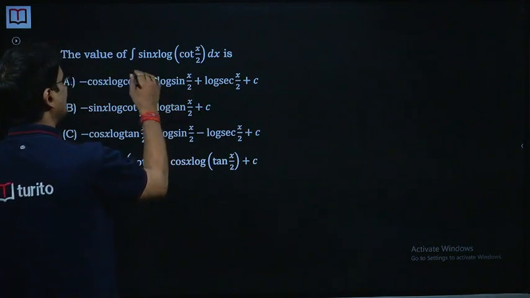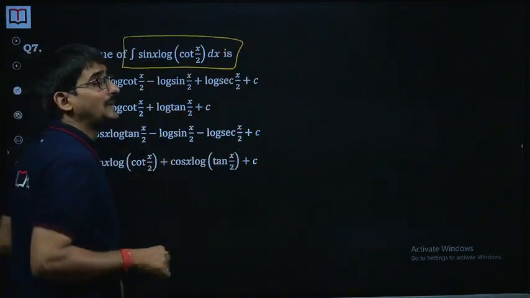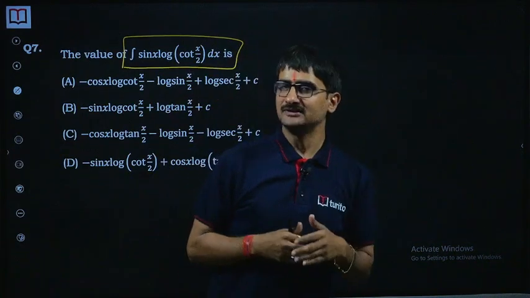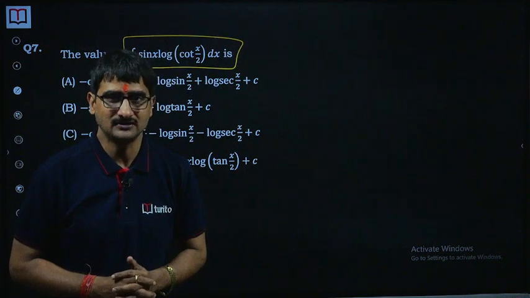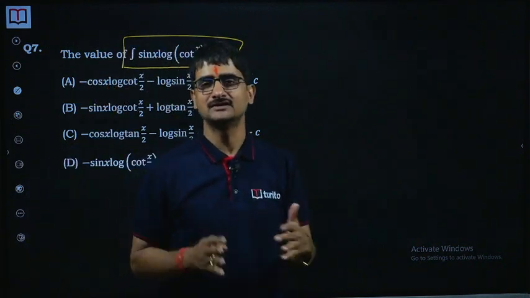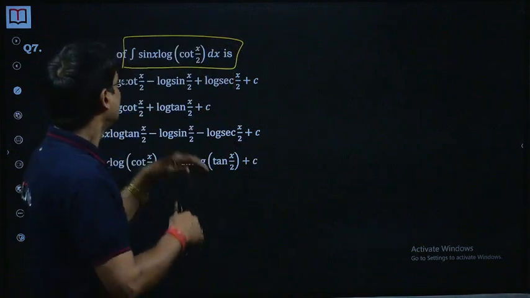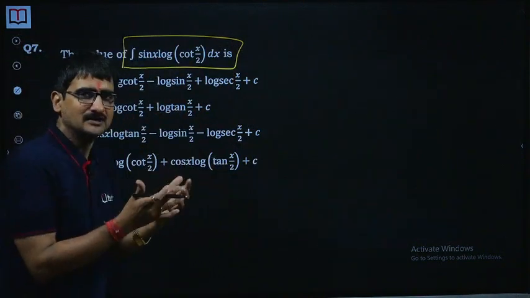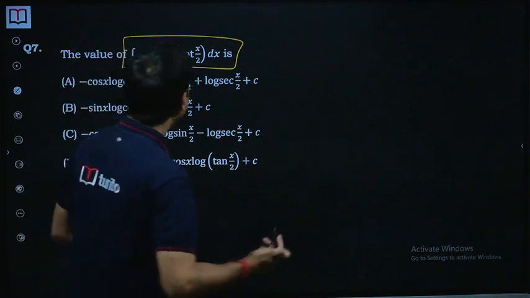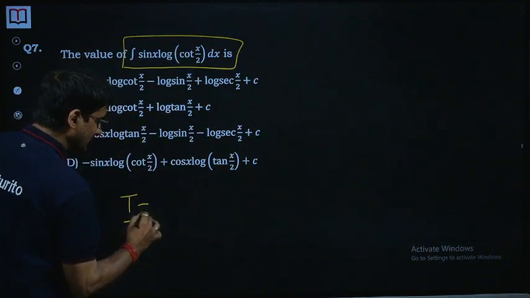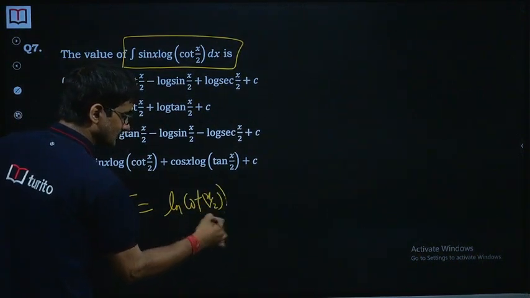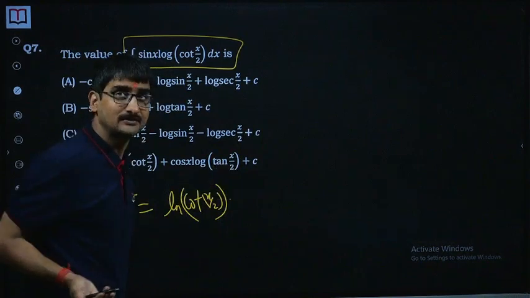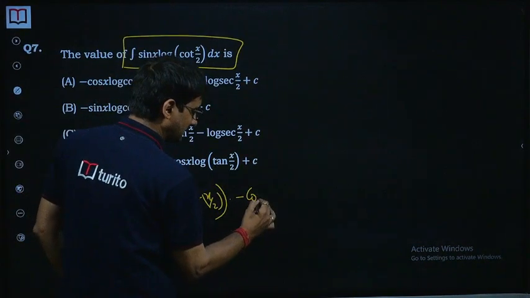The next one is again a question of integration by parts. Sin x, see, there is a product of two functions, and when you differentiate ln of cot x by 2, there's a chance that we will get it in terms of sin and cos. So let's apply. Of course here again the log term is there, so it has to be the first function. If I write it directly, first function ln cot x by 2 into integral of sin x, which is how much? Minus cos x, isn't it?